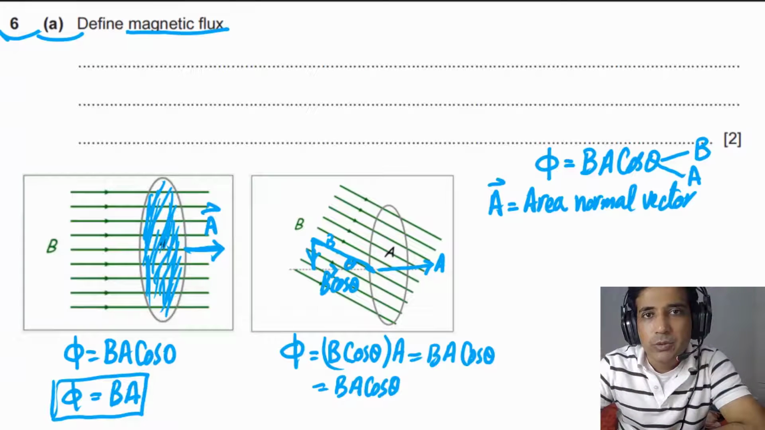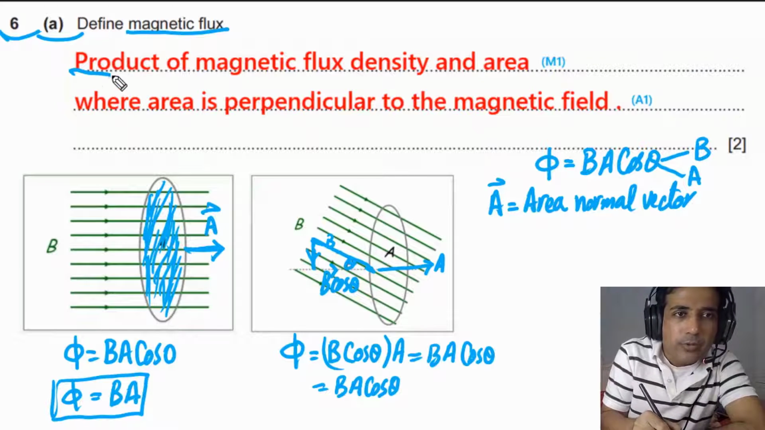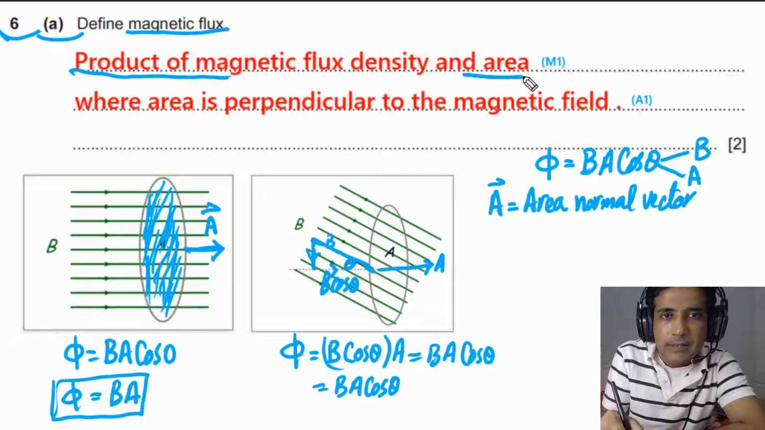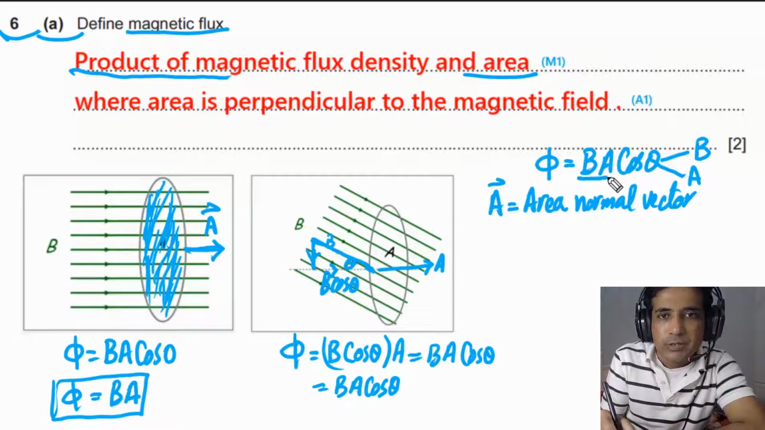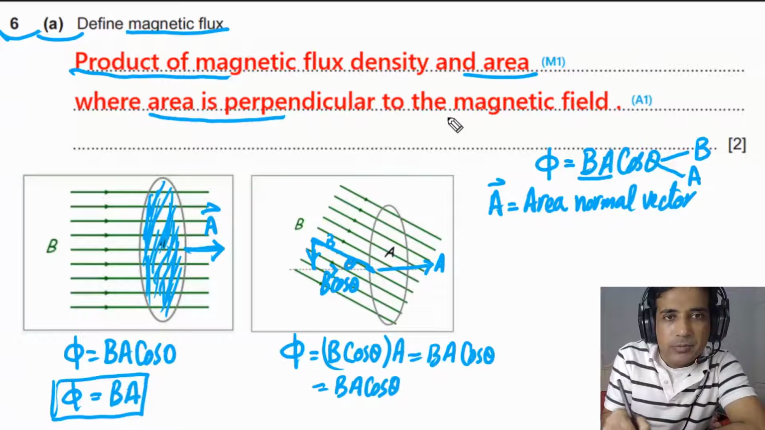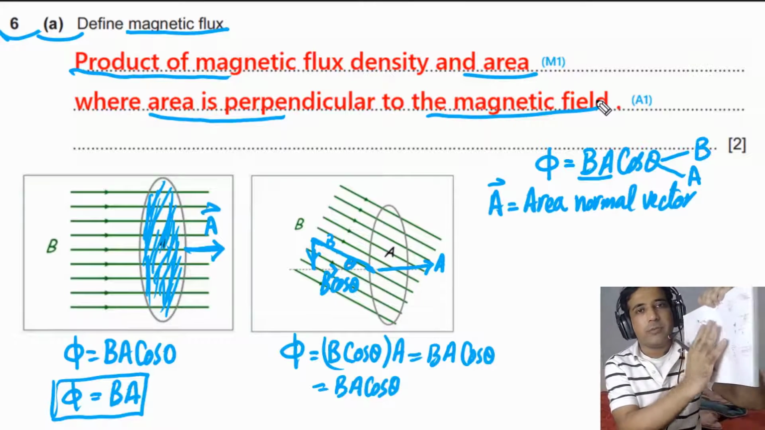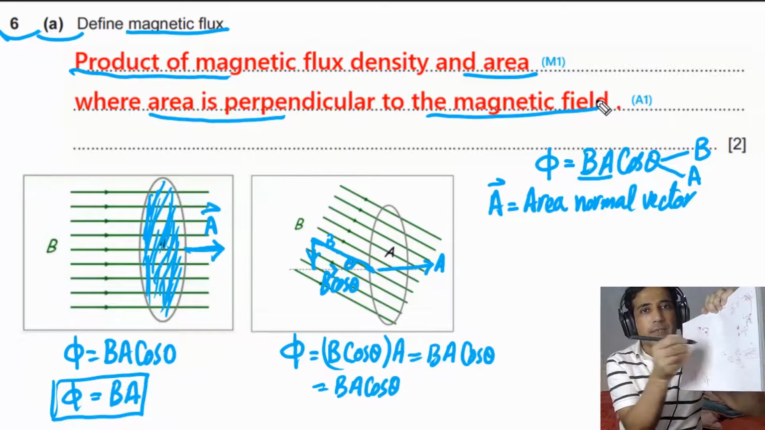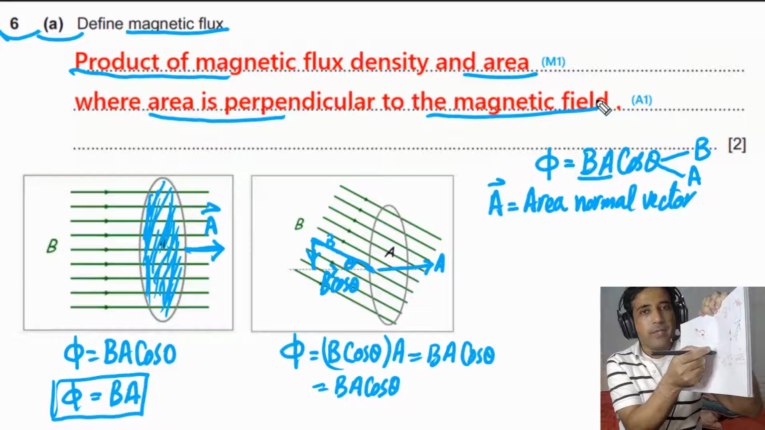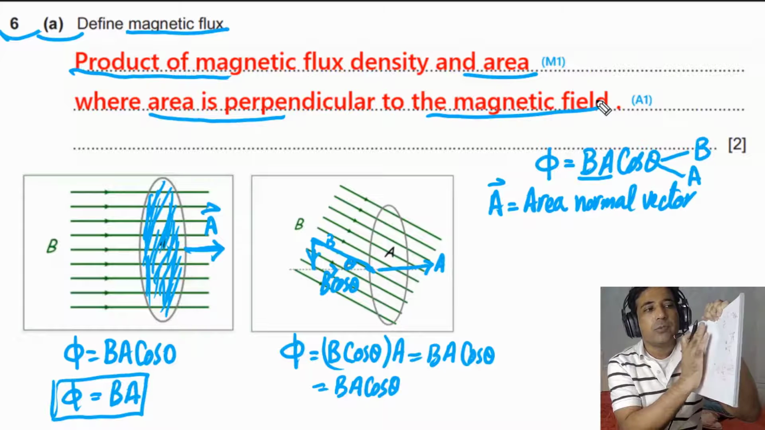So let me explain how you can write down the answer. First point you can say the product of magnetic flux density and area, simply BA. And you have to explain that in this case the area is perpendicular to the magnetic field. Imagine that this is the plane, so this is the area and the magnetic flux is this way. So we have to take the area that is perpendicular to the magnetic field. This is the magnetic field and this is the area, and this area is perpendicular to the magnetic field. So we have to take this area.